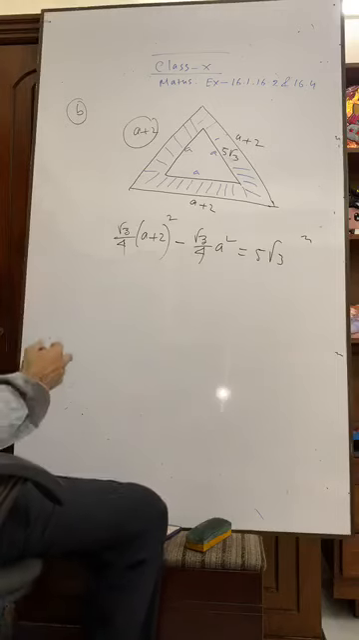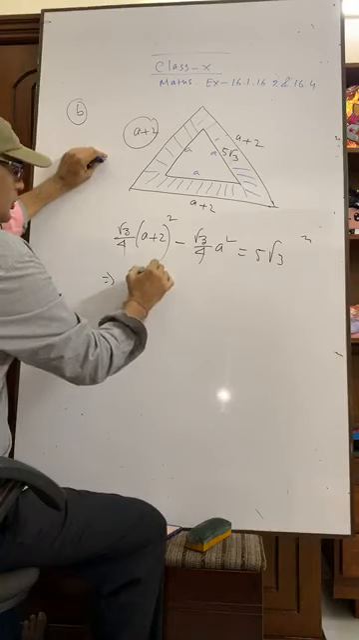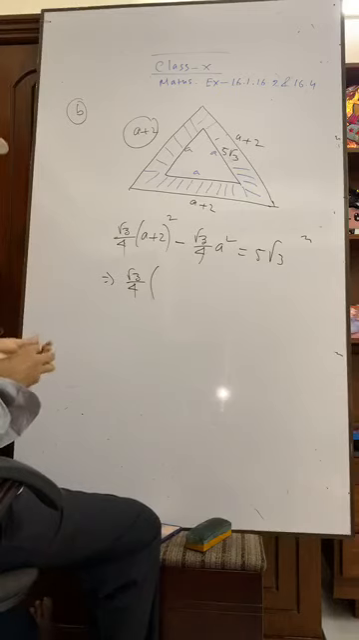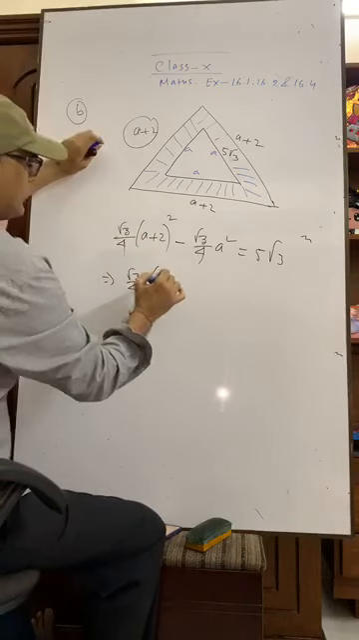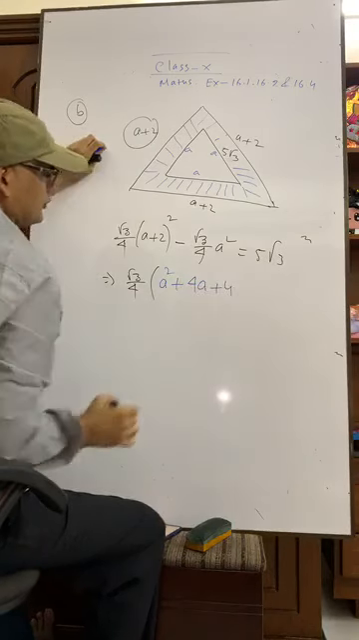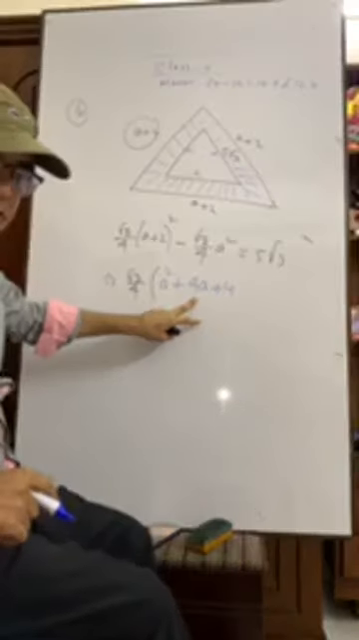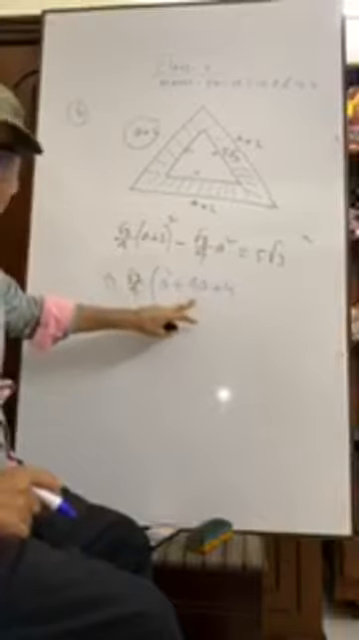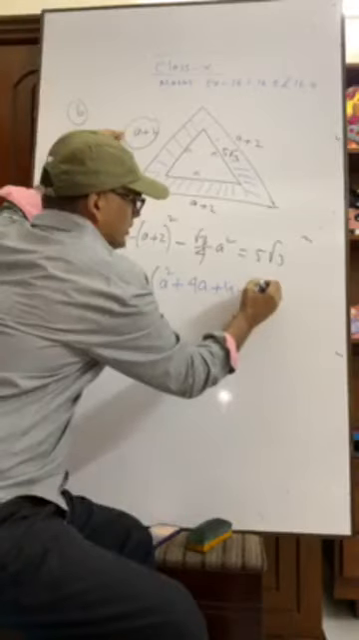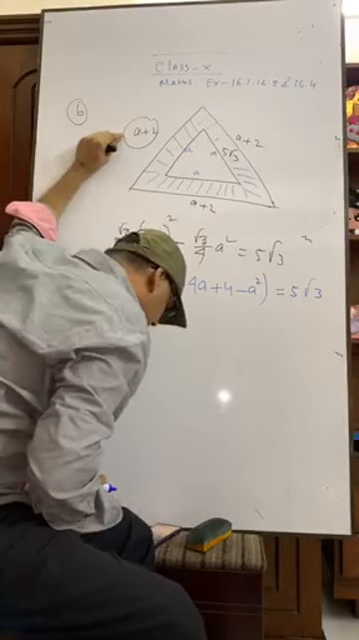Now, if we take root 3 by 4 common, and use the formula of A plus B whole square, we get A square plus 4A plus 4. My dear students, I have seen too many students writing 2ab where b is 2 as 2 to the 4, which is wrong. Now here only A square, that is minus A square, equals 5 root over 3.